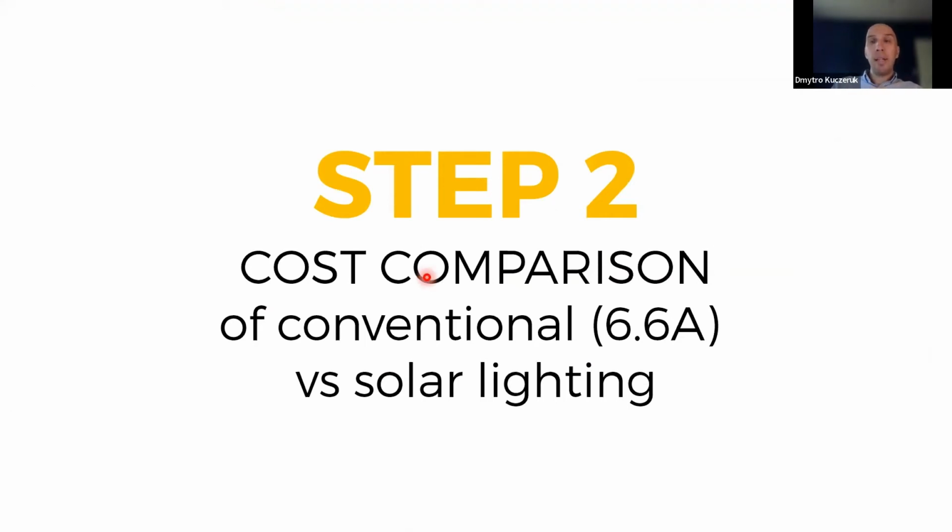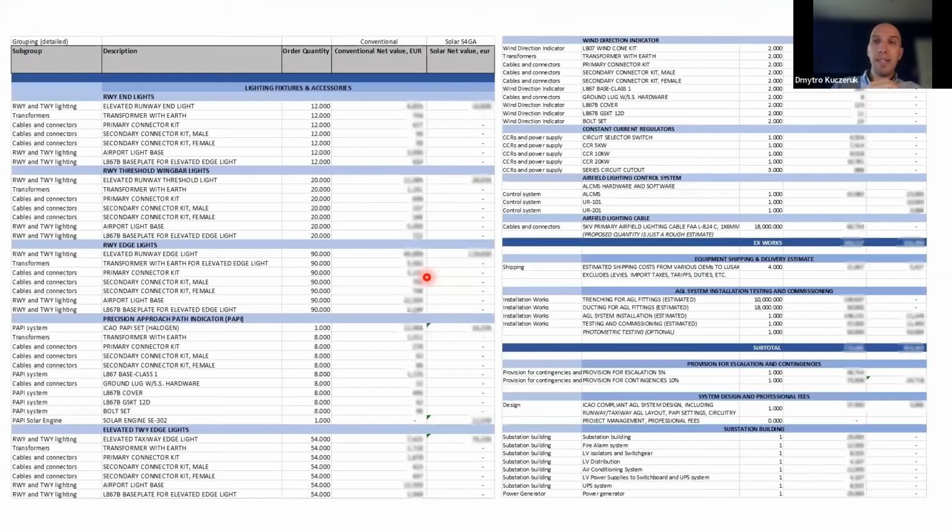Let's move to the next point, which is obviously the most interesting for designers and consultants: cost comparison. As I said, cost comparison requires close cooperation with the airport consultant, and we are normally provided with a detailed bill of quantities and unit prices of every element of the conventional system. This way we can add the solar option.